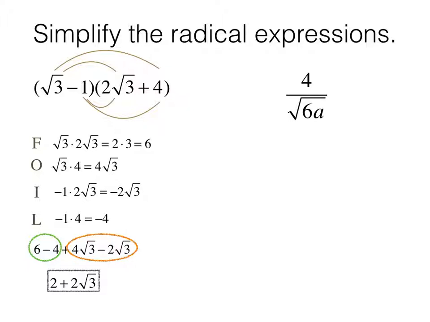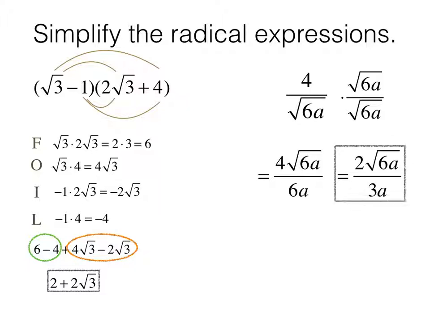Okay, the next example we can see there's a square root in the denominator, which is not allowed. So to rationalize this, we're going to multiply by a disguised form of the number 1. We'll multiply by square root of 6a over square root of 6a. My numerator is 4 root 6a. My denominator is 6a. And I can simplify this fraction by dividing the 4 in the numerator and the 6 in the denominator by 2. So this becomes 2 root 6a over 3a.